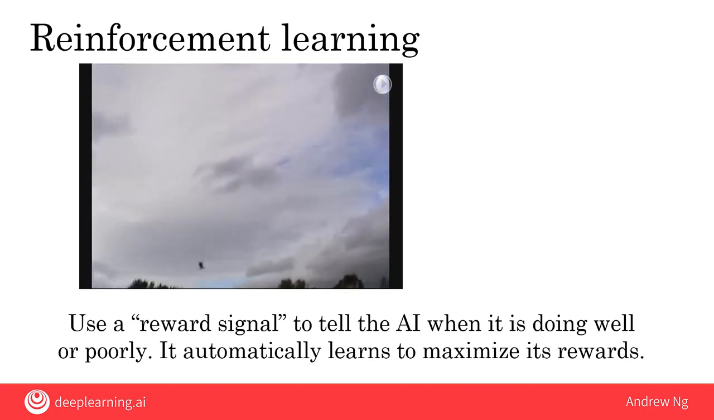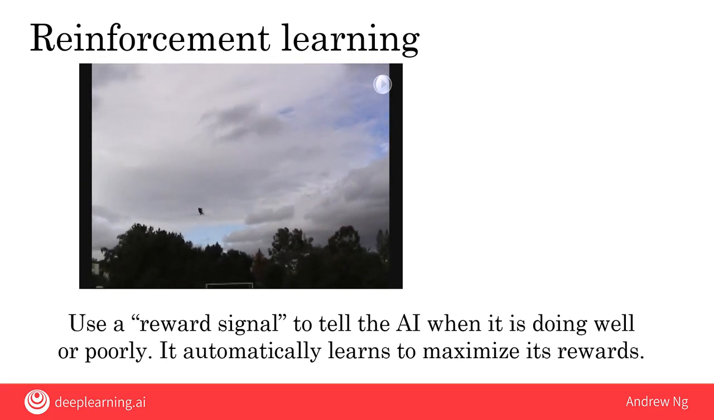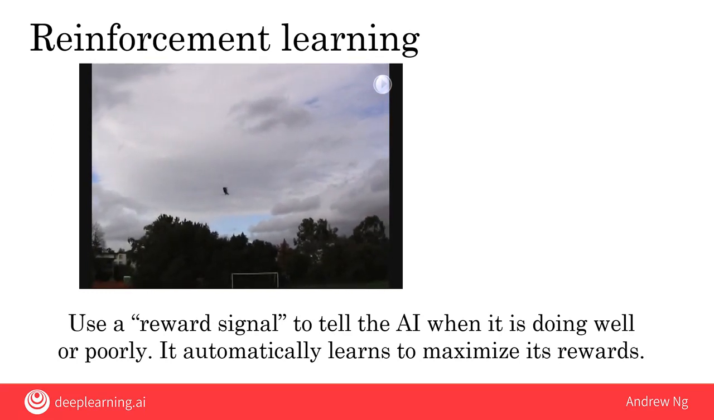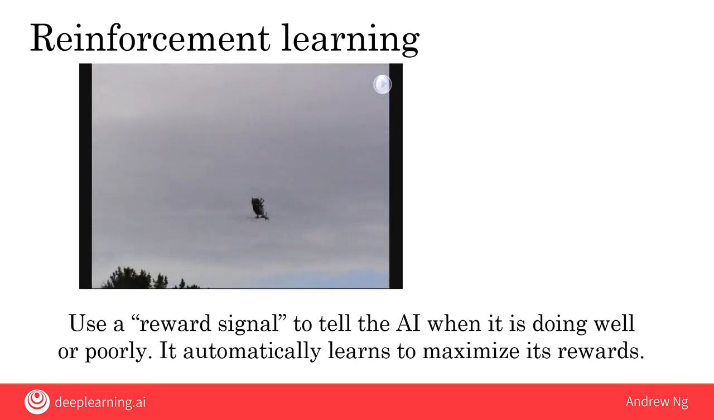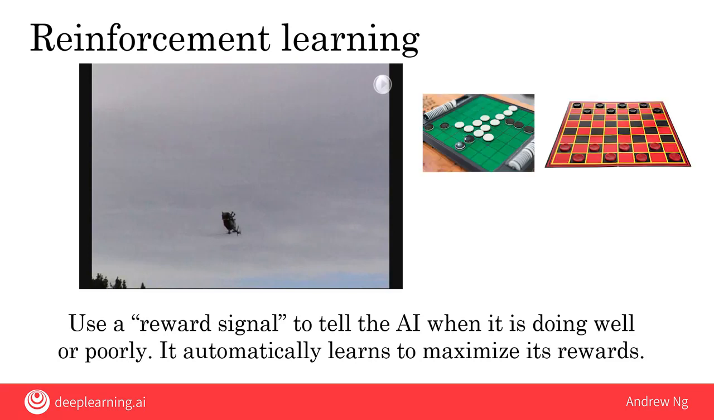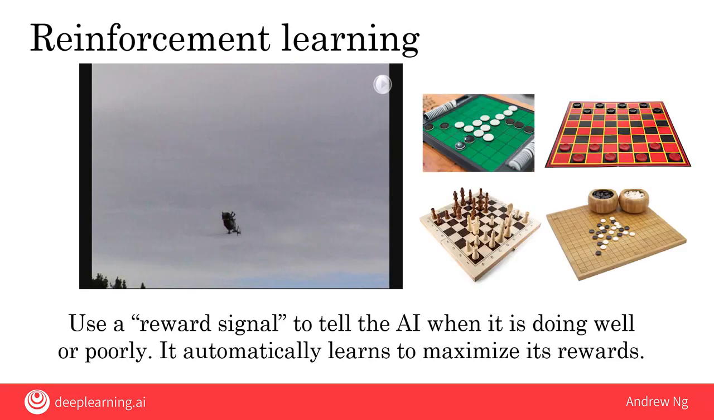So we actually gave it a reward signal which rewarded the helicopter flying upside down, and using reinforcement learning, we built one of the most capable autonomous helicopters in the world. In addition to robotic control, reinforcement learning has also had a lot of traction playing games. Games such as Othello or checkers or chess or Go. You might have heard of AlphaGo, which did a very good job playing Go using reinforcement learning. And reinforcement learning has also been very effective at playing video games.